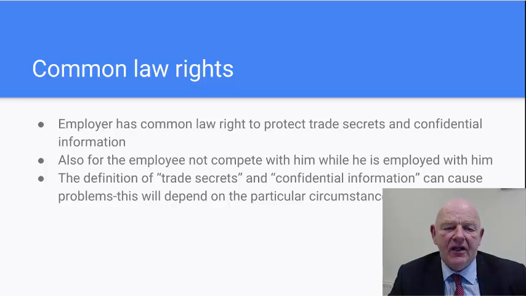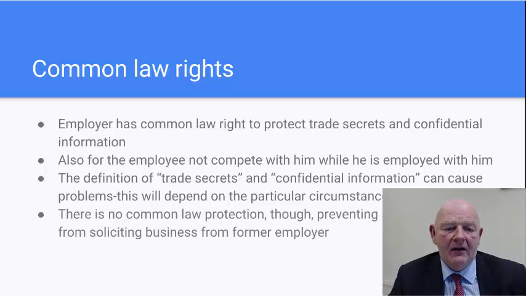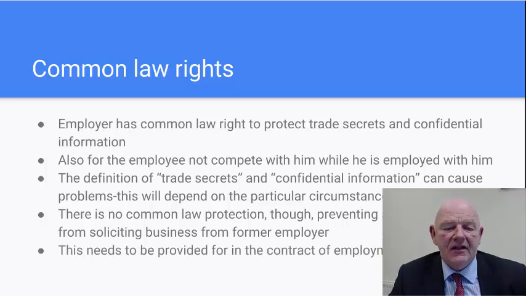The definition then of trade secrets and confidential information can cause problems, and this will depend on the particular circumstances of the case. Clearly, a lot of times disputes will arise because the employer will say that's a trade secret or that's confidential information. The employee may well turn around and say, look, everybody knows this is not a trade secret or whatever. As I say, there's no common law protection preventing a former employee from soliciting business from a former employer, and this needs then to be provided for in the contract of employment.